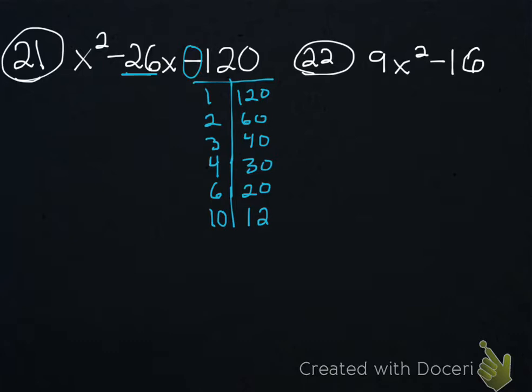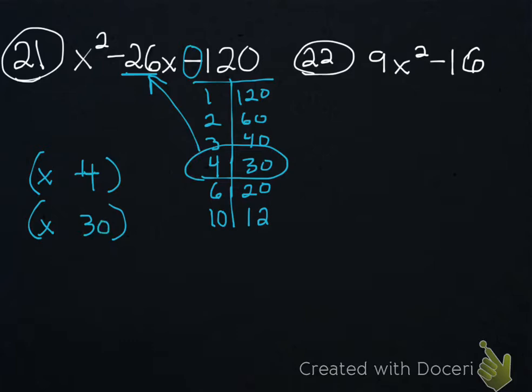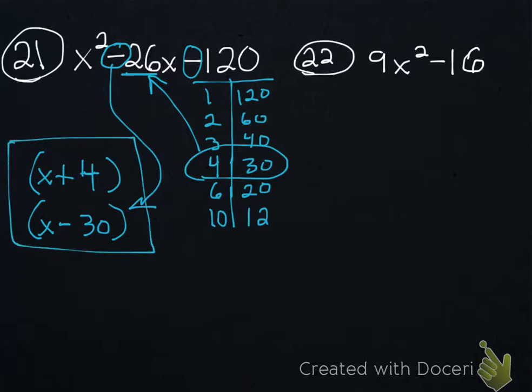So as I look down the pairs, which ones subtract to give me 26? 30 minus 4 is equal to 26. So I write my factors. X is in front, numbers at the end, 4 and 30. The 120 is negative, so they're going to have opposite signs. The bigger number gets the same sign as the middle. 30 is negative. The other number is going to have the opposite sign. So my factored form is x plus 4, x minus 30.